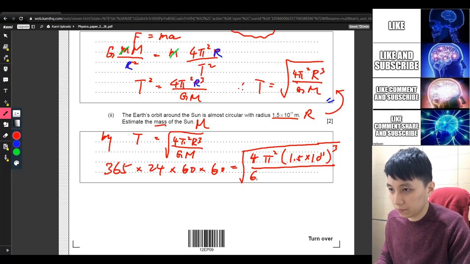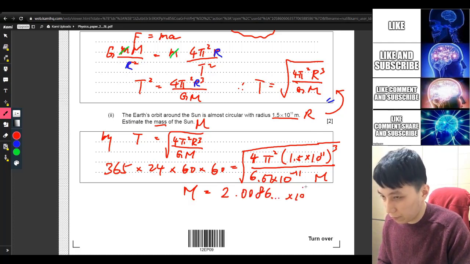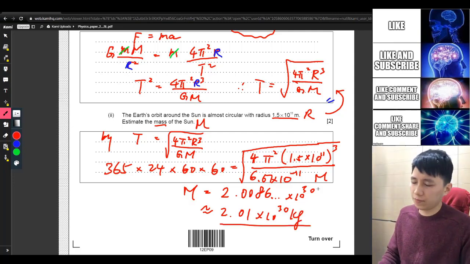6.67 times 10 to the power of -11. Okay, and then M. So eventually use your calculator. Okay, I hope I pressed it correct. The answer is 2.00x6 something times 10 to the power of 30. So keep 3 significant figures, so 2.01. I think that's the correct answer.